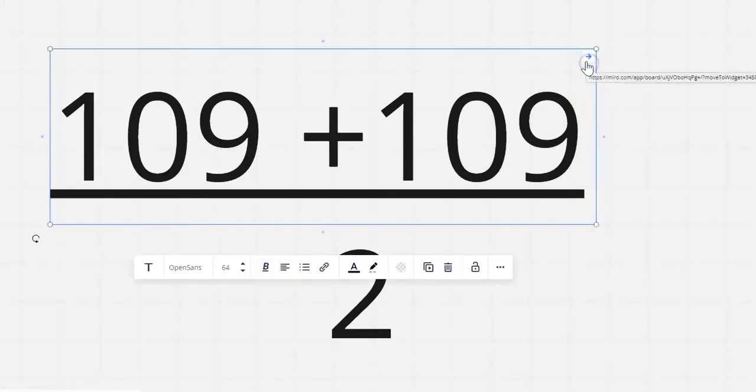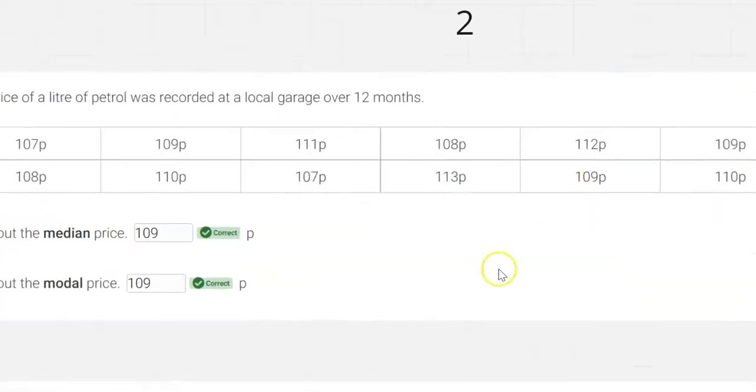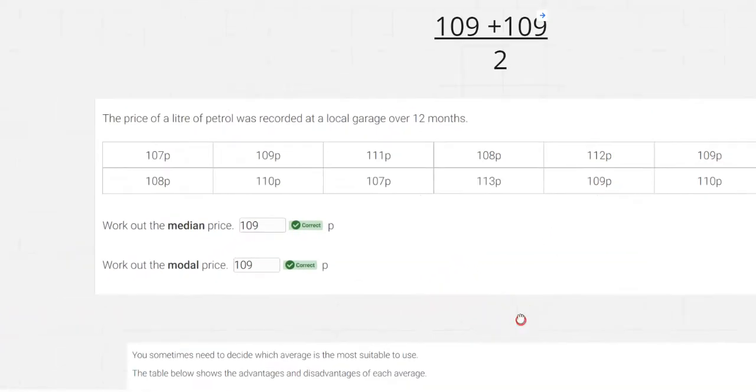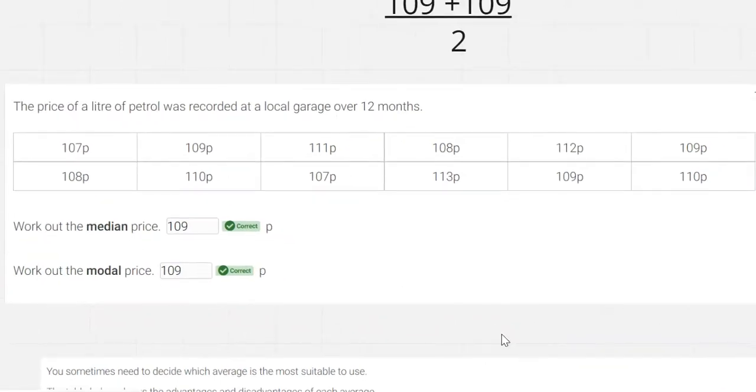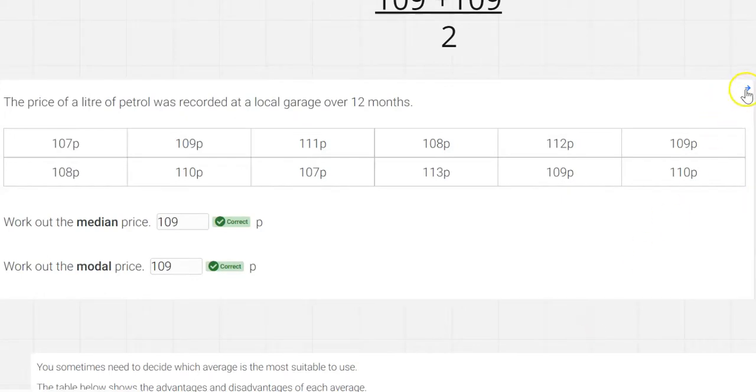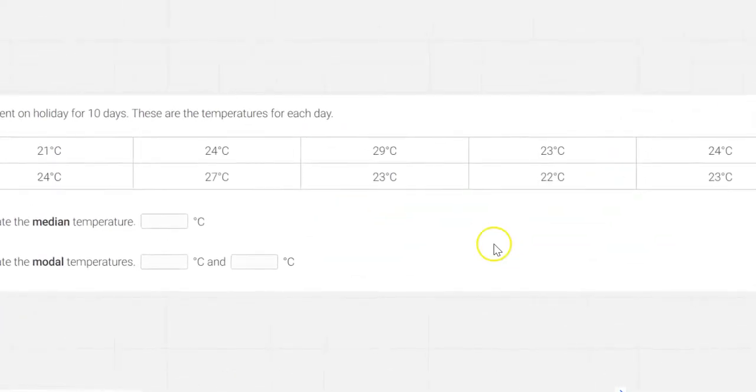So both the mode and the median are the same number. That happens, but it could also be very different. So that's just a confirmation there of the answers, 109 and 109. It's certainly not uncommon for them to be completely different figures, and also the median to be a figure that is not even there.